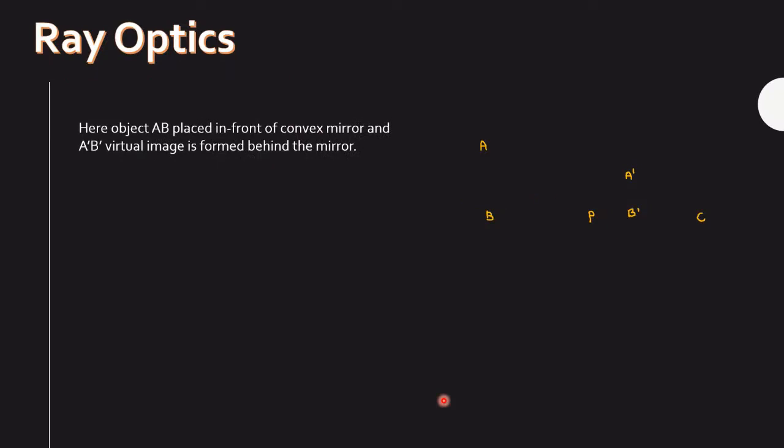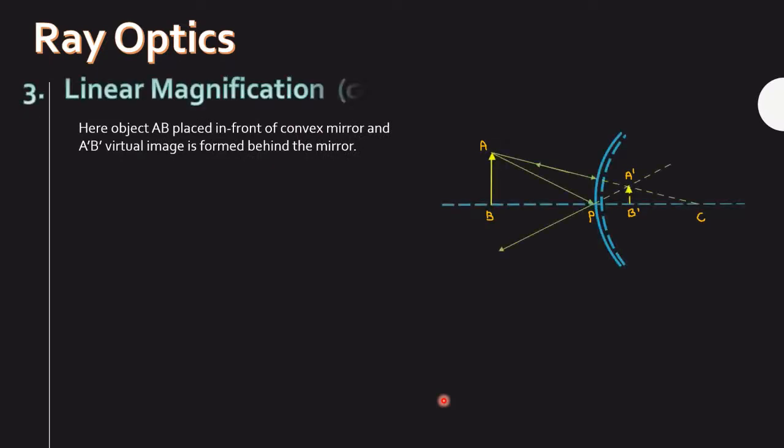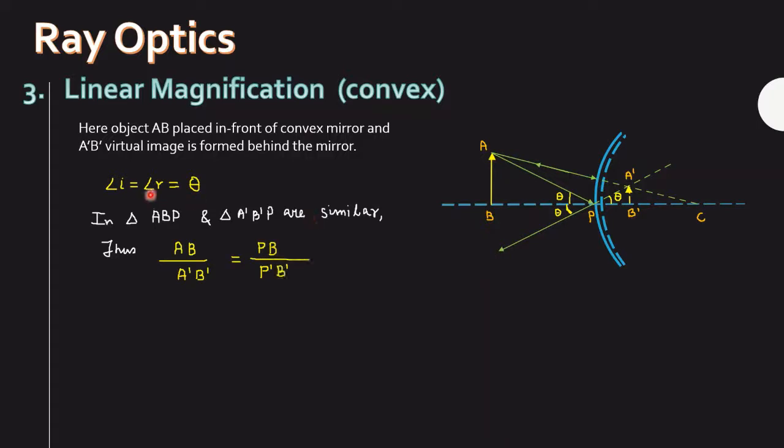So next we will be discussing the same for the convex mirror. As you can see here, I have presented you with a convex mirror where an object AB has been placed and an A prime B prime image has been formed that lies behind the mirror because it is virtual. And thus with the same principle of the angle of reflection, we obtain angle i is equal to angle r equal to theta.